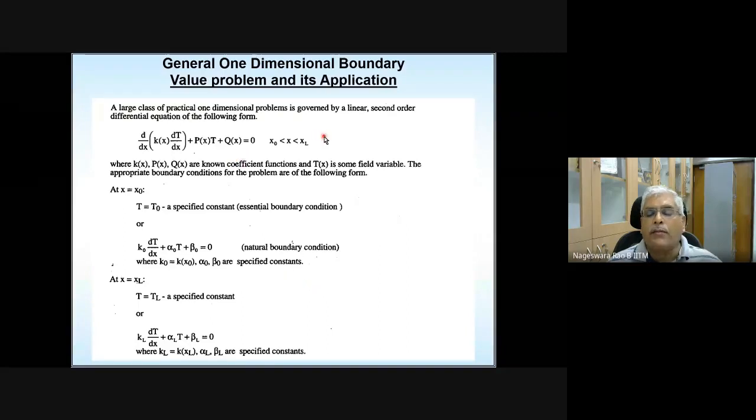And once we have the differential equation and boundary conditions, we can adopt either the variational approach or the Galerkin approach. Irrespective of whether you follow the variational approach or the Galerkin approach, finally the solution that you get should not depend on that. Okay, so please take a note of all these equations here.